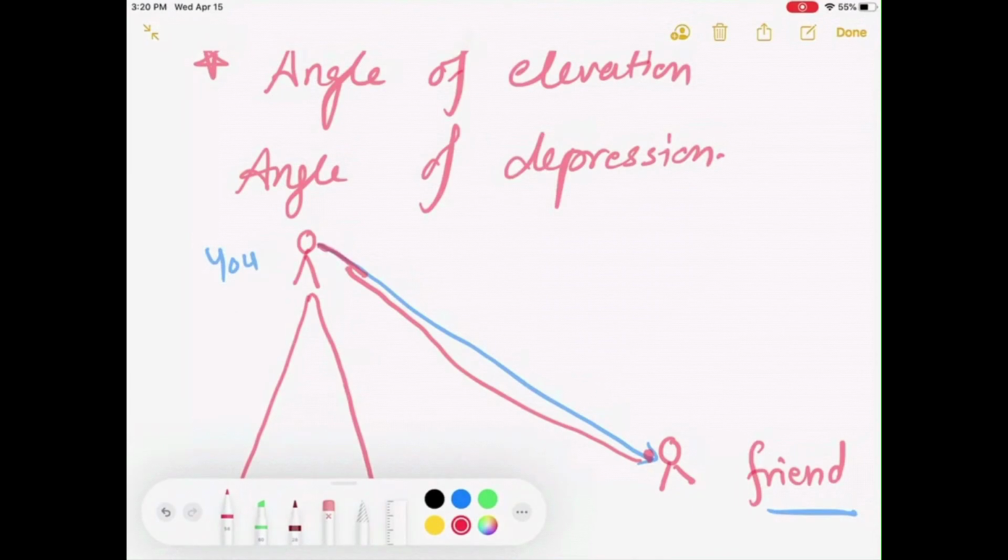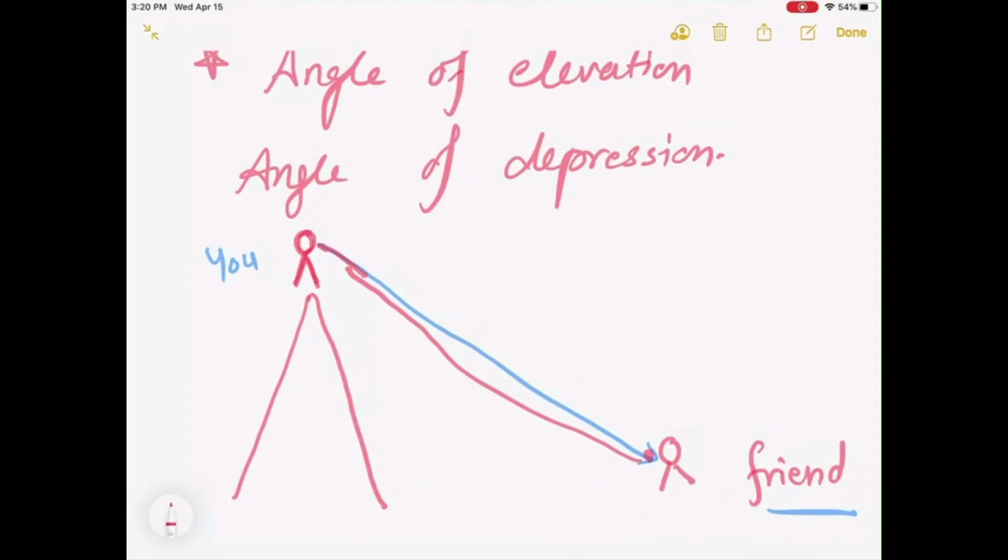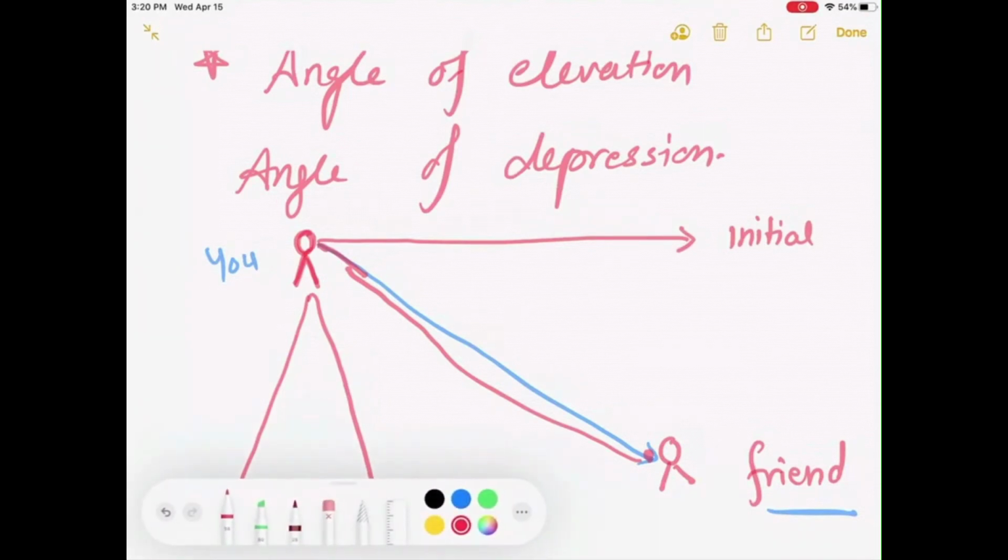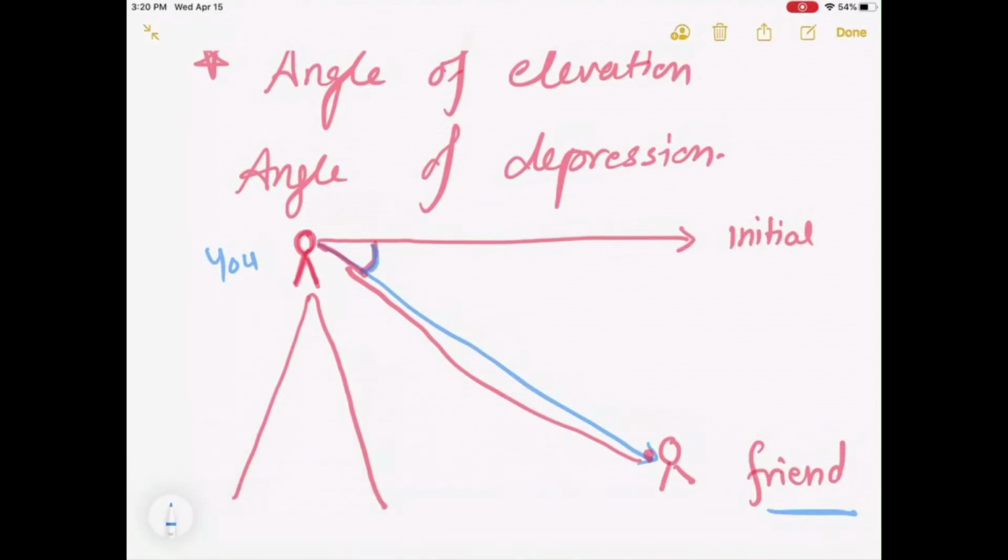Normally when you're standing up here, at your normal eye level, you're supposed to look straight like this. Since we're talking about angles, I would say this is the initial side of this angle. And when you look down, that angle would be this piece here. Let me pick a different color. So the angle that goes in between the initial side and the side of you looking at your friend, that would be the angle of depression.